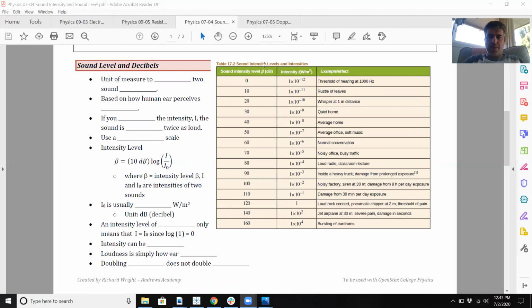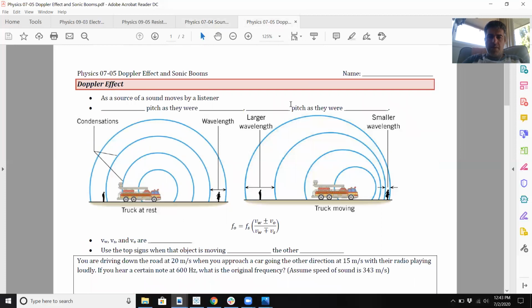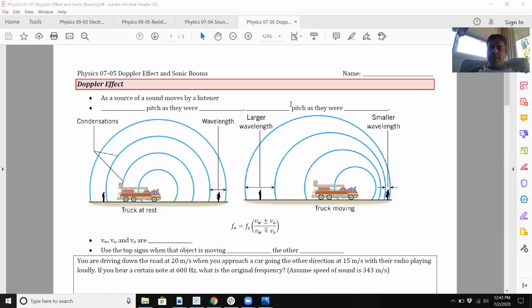So the Doppler effect is kind of an important topic. It's pretty relevant because, for example, let's say you're stopped at a stoplight and you hear a fire truck coming from behind you. Of course, the sound gets louder and louder and louder, right? So you kind of know to get out of the way.